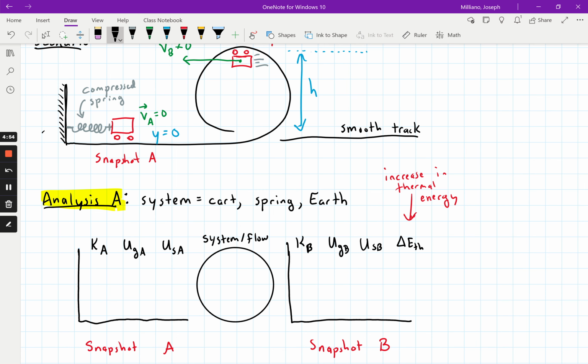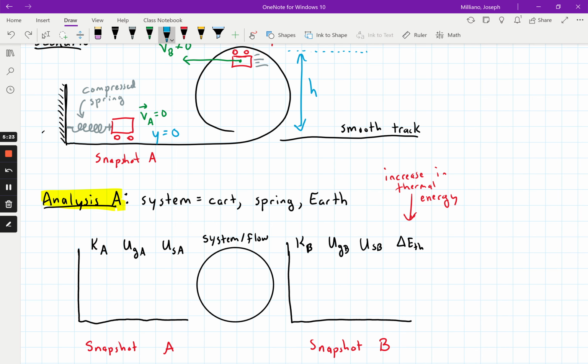Give me just a moment to try and erase the highlights there without doing too much damage to everything else. All right, we're set. And then in the middle is our system flow diagram. We're going to choose to put the objects in our system in that circle. And then we will identify any external interactions by putting external objects outside of the system. So in the LOL diagram, we're actually going to start with the O and then do the L's. So our system, in this analysis, we are choosing it to be the cart, the spring, and the earth.